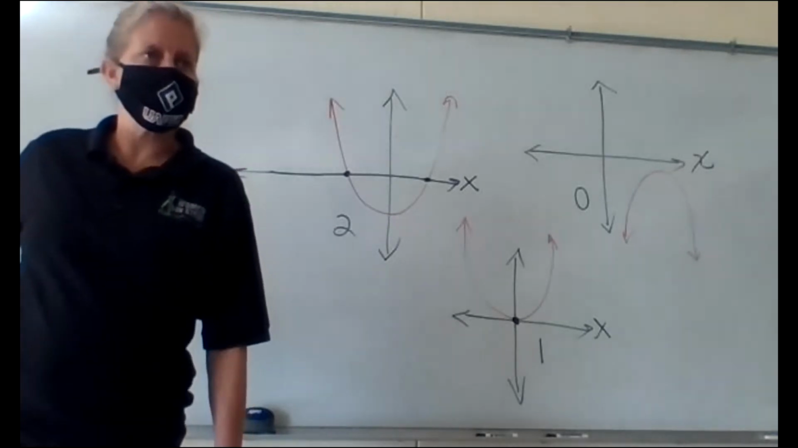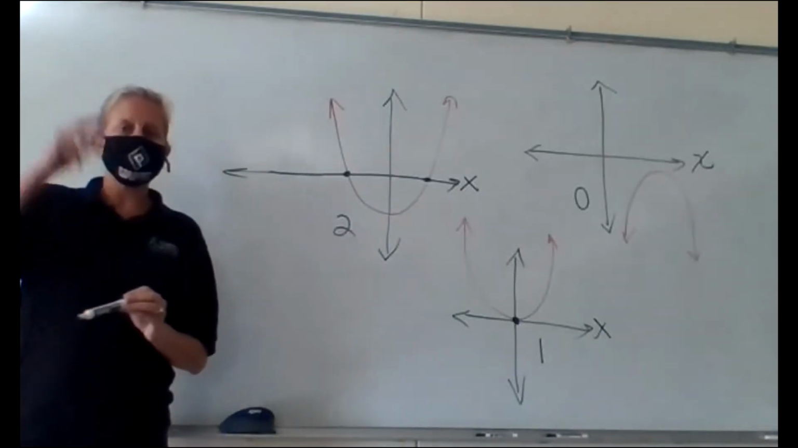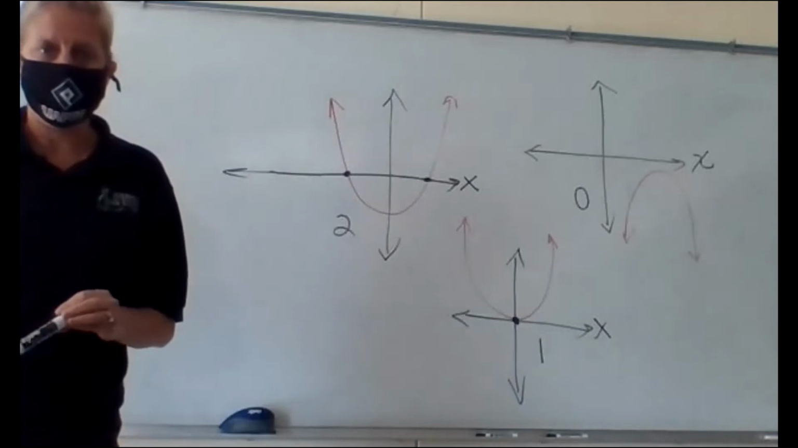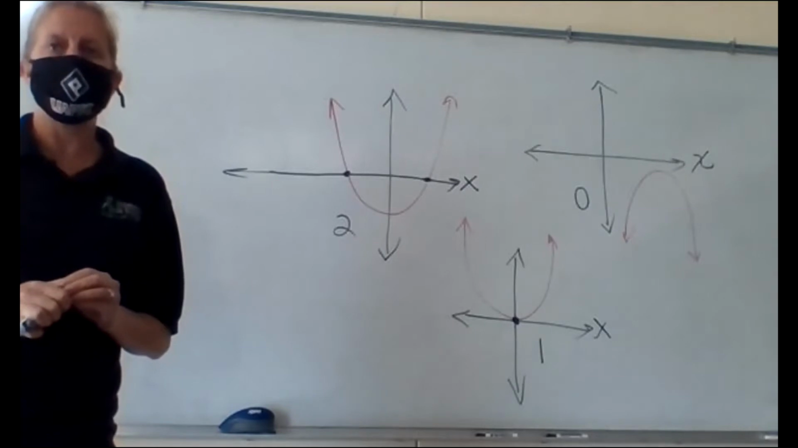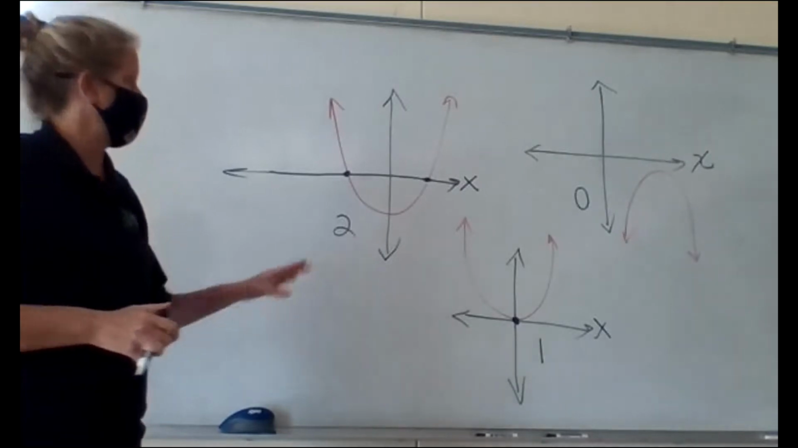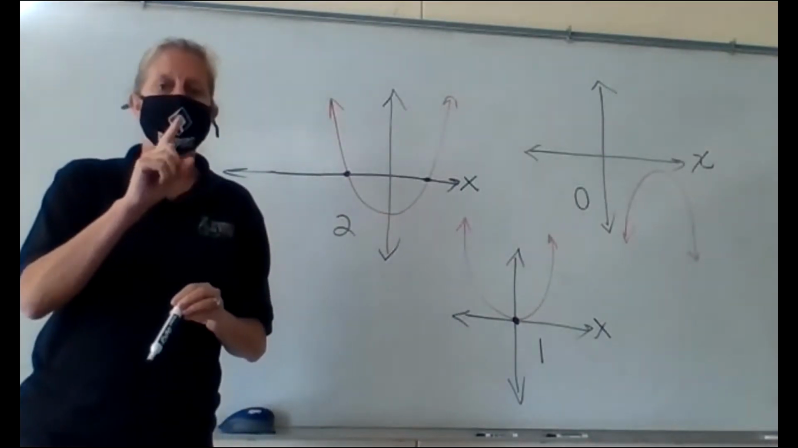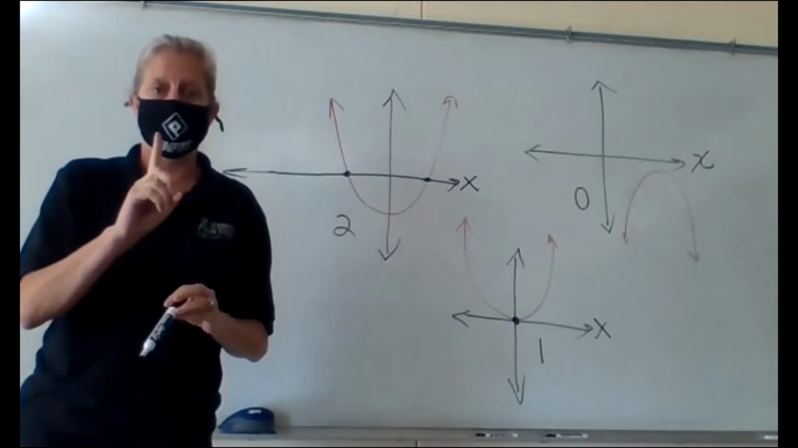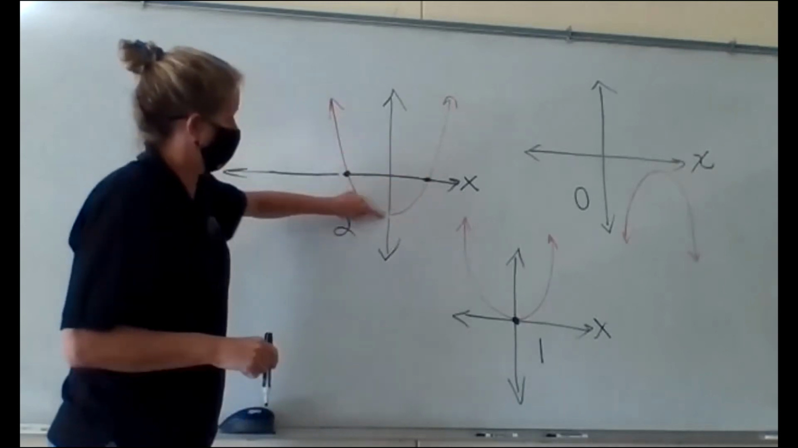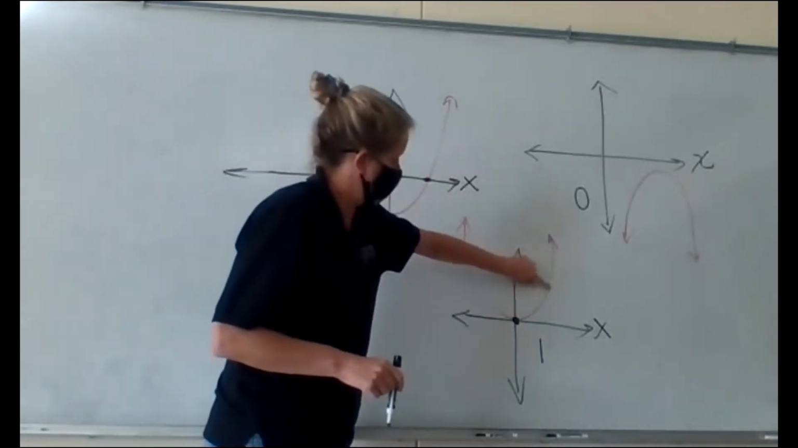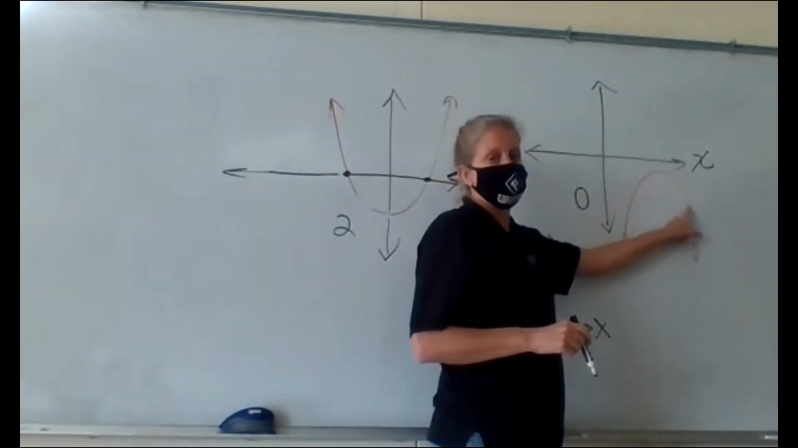What about turning points? What did the turning point rule tell me? It says whatever the highest exponent is, minus 1, is going to be the maximum number of turning points of the graph. Which means if these are all x squareds, none of them should have more than 1 turning point, right? Because the highest exponent minus 1 would be 1. Well, how many turning points is here? Just 1, right? It turns right here. Here, it turns right here. It just has 1 turning point. What about this one? 1 turning point.